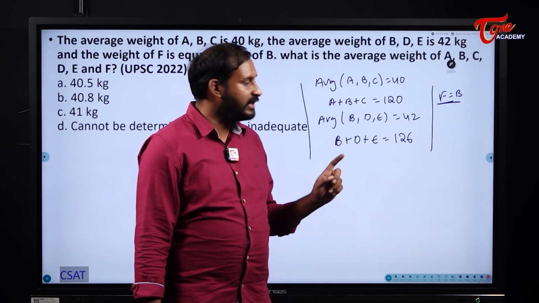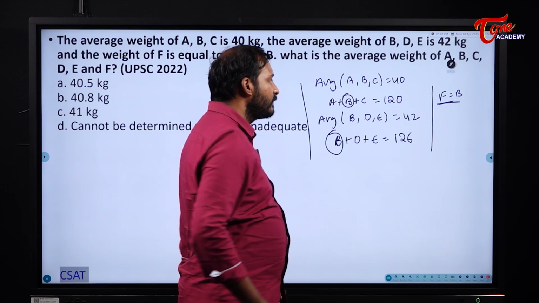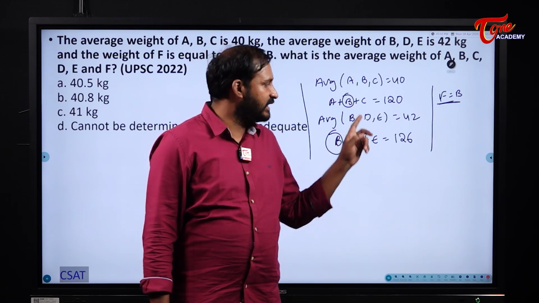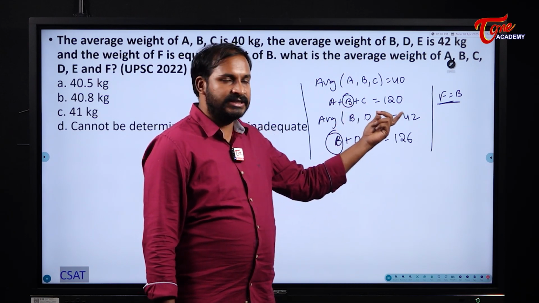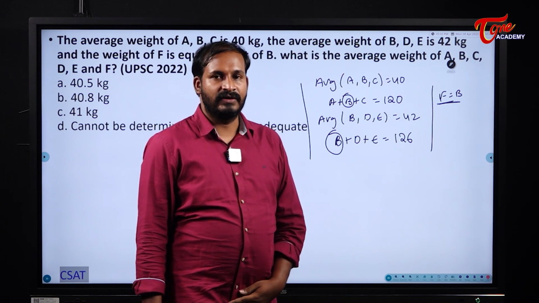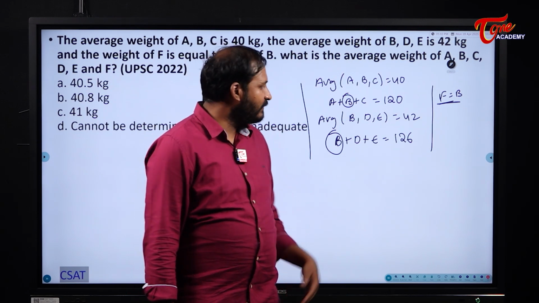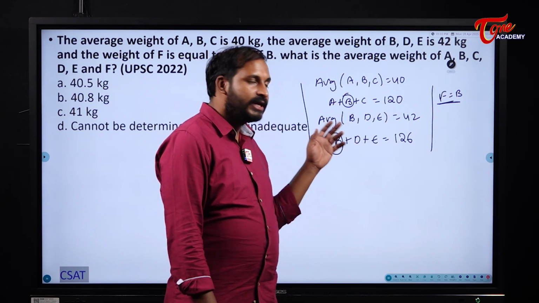But here, do we know the exact value of the weight of B? If we know that value, then easily we can write the average of the total. Why? Because A plus B plus C is 120, B plus D plus E is 126, like that we can do here. But we don't know the exact value of B here, and it is not following any particular order.